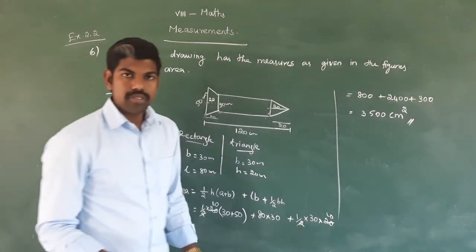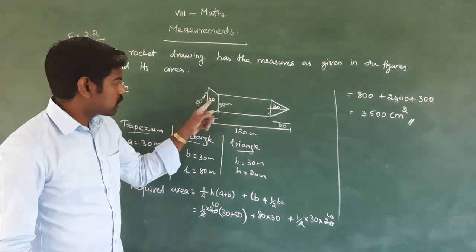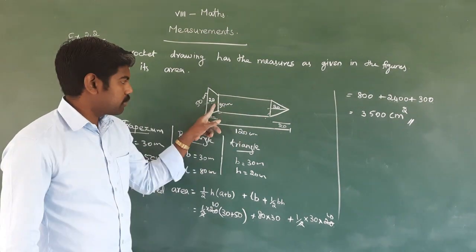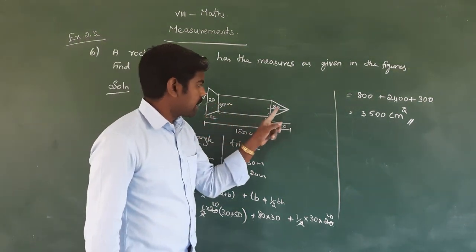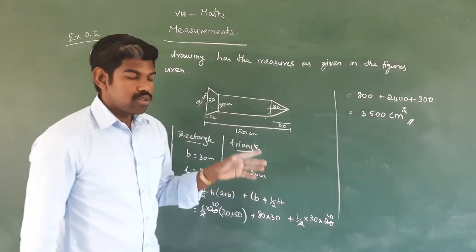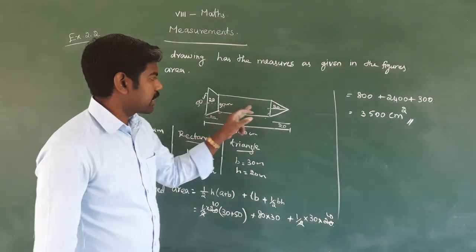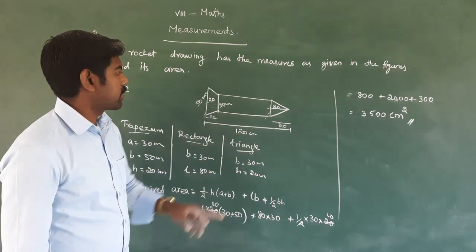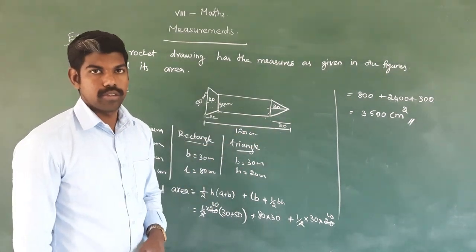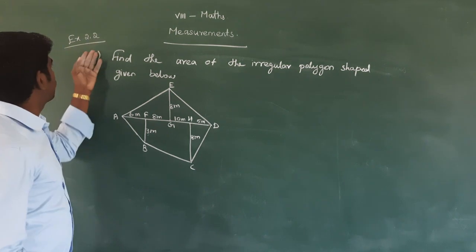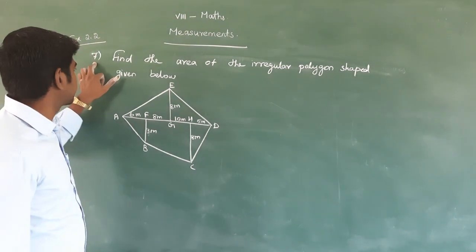Do you understand? So this is totally 3 shapes. One is trapezium, another one is rectangle, another one is triangle. So the total area is area of trapezium plus area of rectangle plus area of triangle. Do you understand? Next, exercise 2.2, last question, the 7th question.